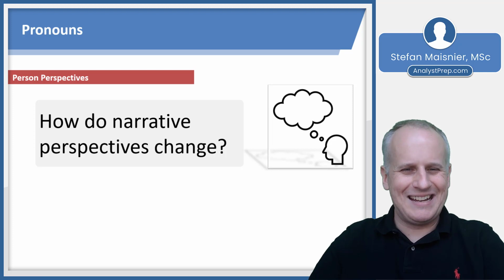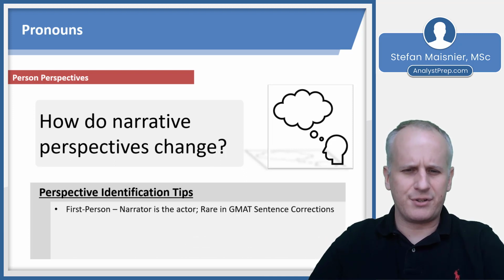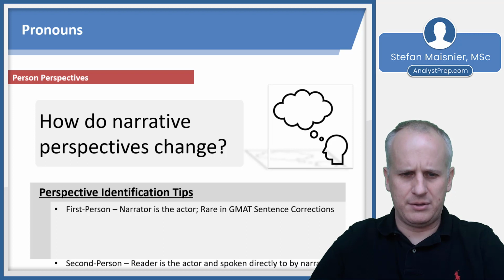But within a narrative, perspective dictates pronouns as well. So let's talk about how you're going to identify the different perspectives in terms of person. So first person is when the narrator is the actor. So the narrative story would be something such as, I went to the store and I bought a hat. The narrator, however, being the actor is rare in the GMAT sentence corrections. It's not saying that it can't happen, but it's not likely to be used.